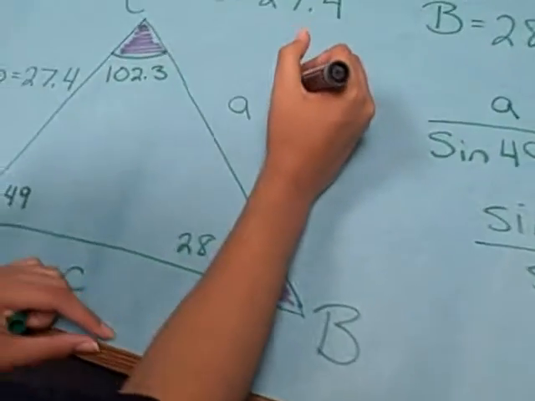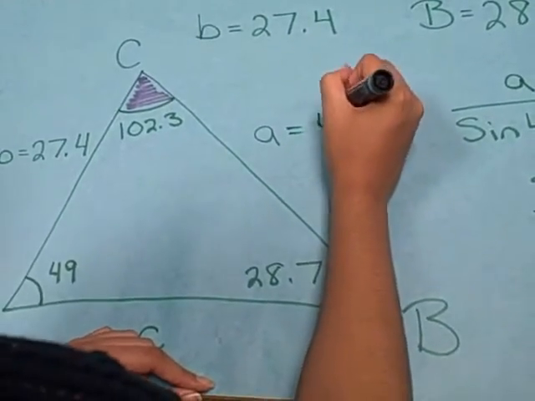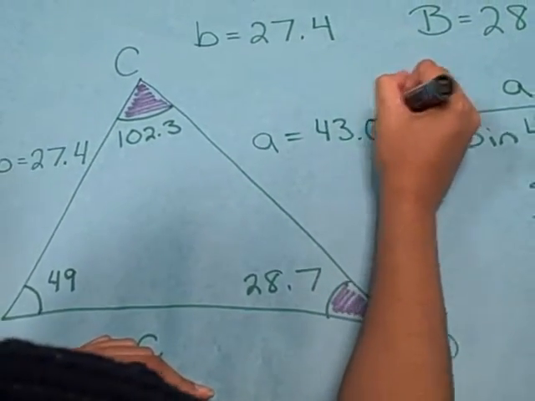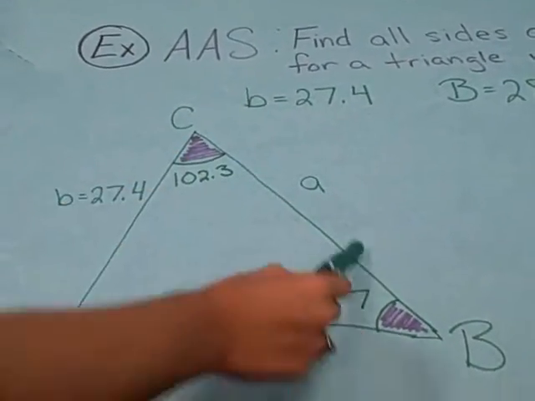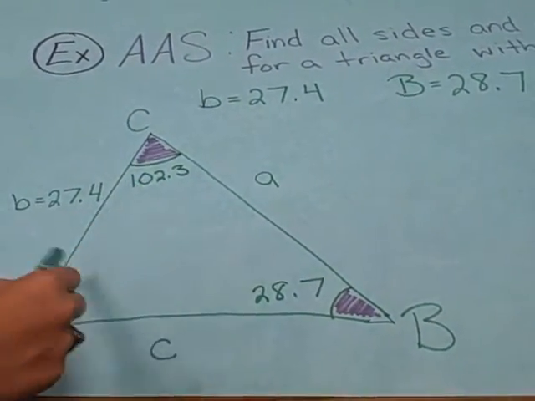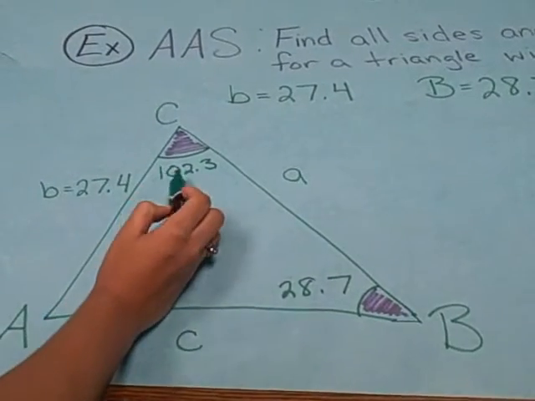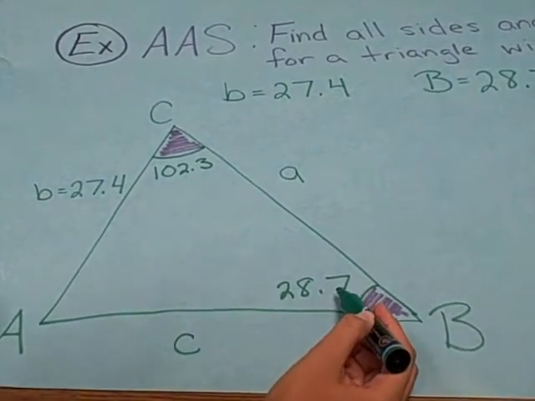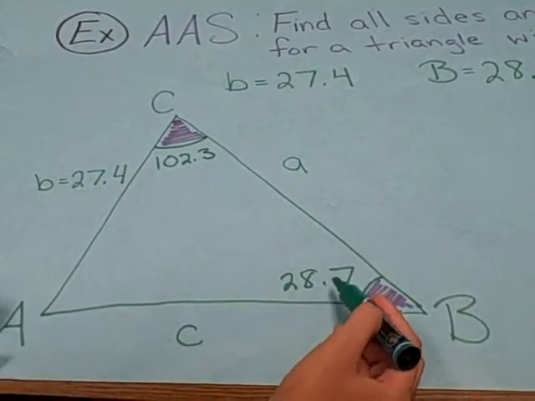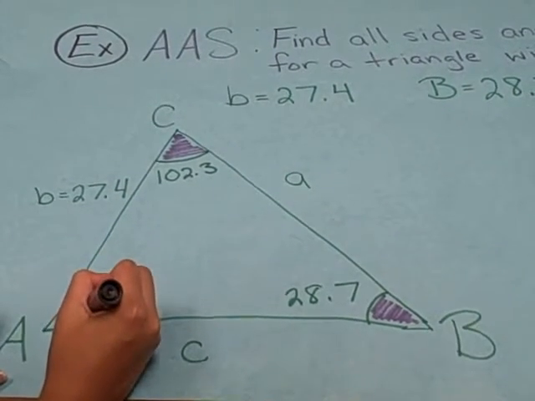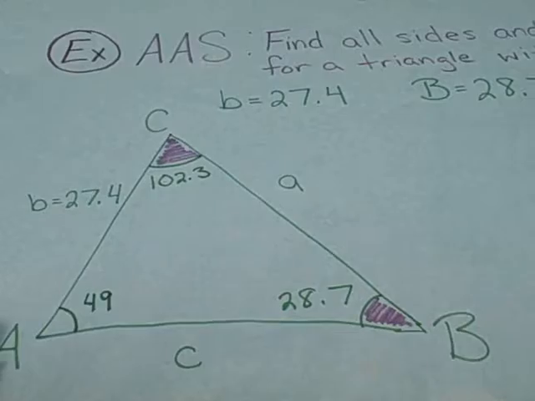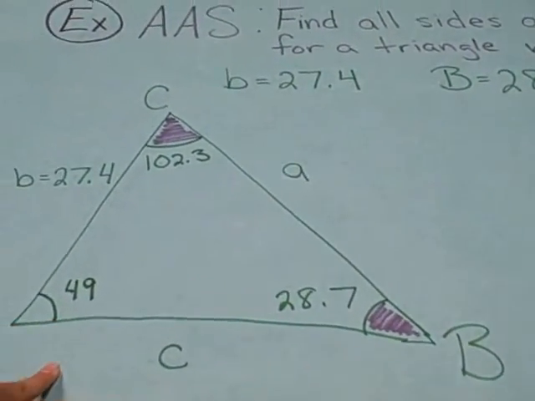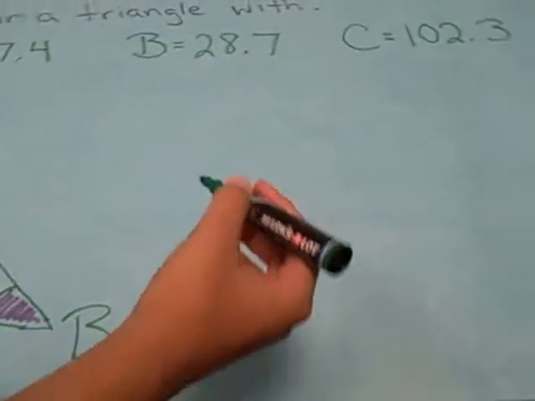Little a, we can plug that information in. So we know that the angles in a triangle equal 180. We can go ahead and add up 102.3 and 28.7 and subtract it from 180 and find big angle A to be 49. So from here, you can plug the information you know into the formula.